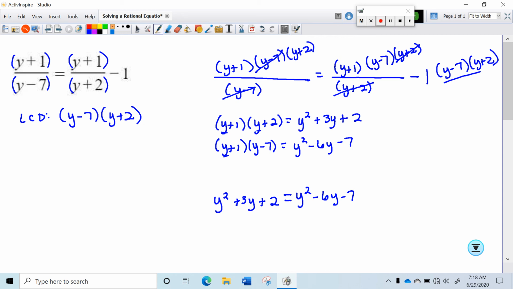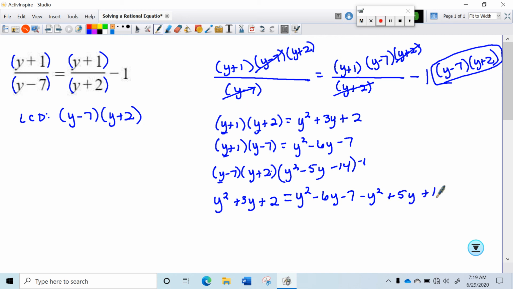Okay, negative 1 times this. So I've got to figure out what that is first. So y minus 7 times y plus 2. Square the first term, y squared. Negative 7 plus 2 is negative 5. Negative 7 times 2 is negative 14. But because you're multiplying by negative 1, when you multiply by negative 1, you change the signs. So I'm going to have negative y squared, a positive 5y, and a positive 14.